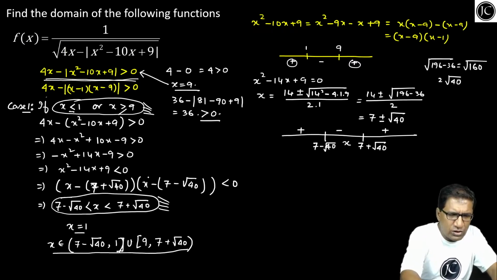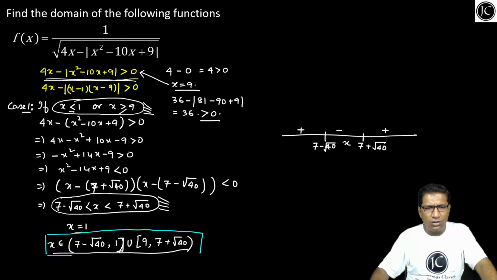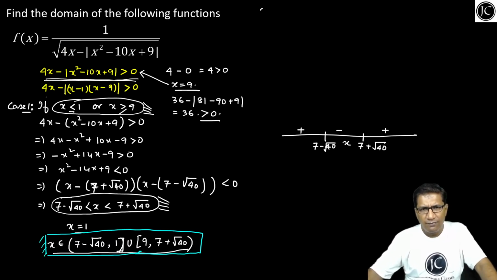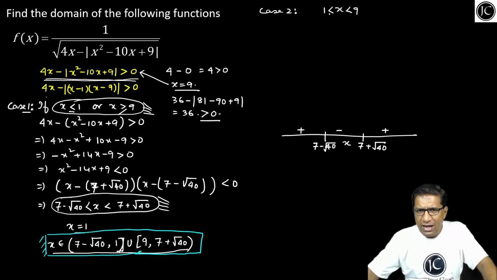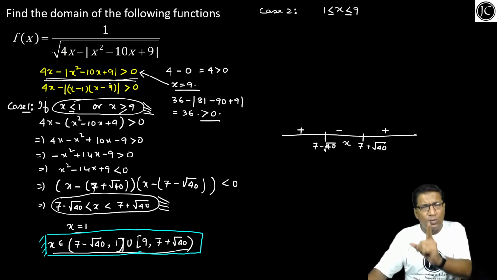So let me erase this portion. So one solution we got, like x is lying from 7 minus root 40, 1 closed, and 9 closed, 7 plus root 40 open. This is one solution we got. Now let us consider the second case. That is when x is lying between 1 and 9. Okay, again 1 closed, 9 closed, because x equals to 1 is satisfying this inequation, as well as x equals to 9 is also satisfying that inequation.